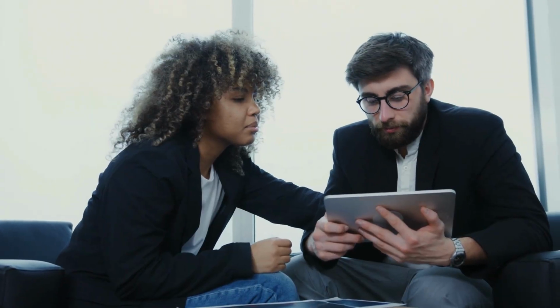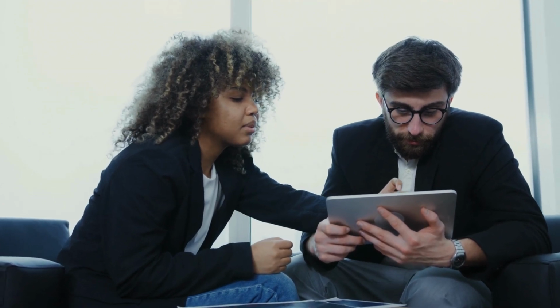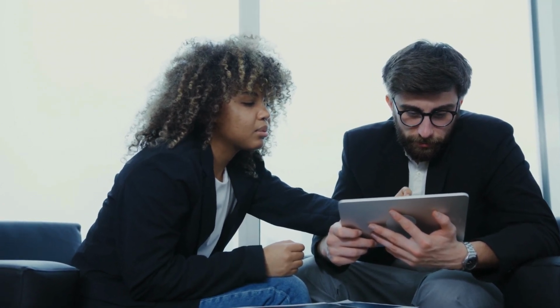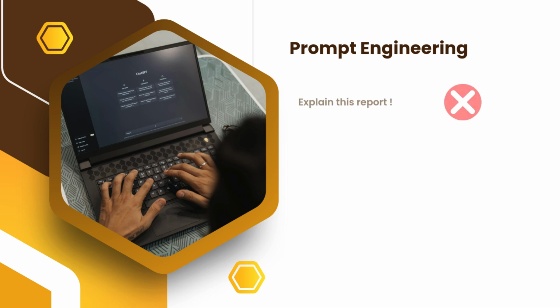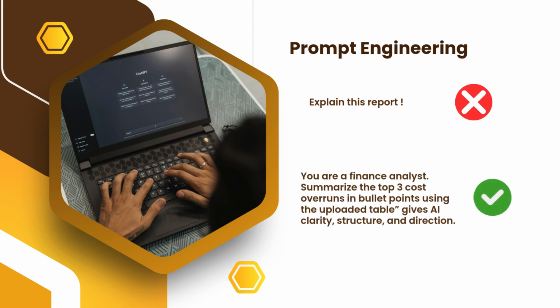Think of it like talking to a junior analyst. The clearer your instructions, the better the output is going to be. For example, saying "explain this report" is vague, but saying "you are a finance analyst, summarize the top three cost overruns in bullet points using the uploaded tables" gives AI clarity, structure, and direction.